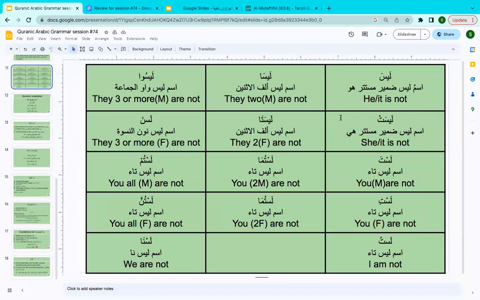If I give you Laysa, I'm going to ask you: if you see this Laysa, and you can see my pointer pointing over the Laysa, who is the Dhamir? Where is the Dhamir? Is it visible? No, it's not visible. It is Mustatir, right? So it is Dhamir Mustatir, Huwa, and we know it from assumption, because there is nothing after the third root letter. So am I going to call this huwa fail, or am I going to call it ismu Laysa?